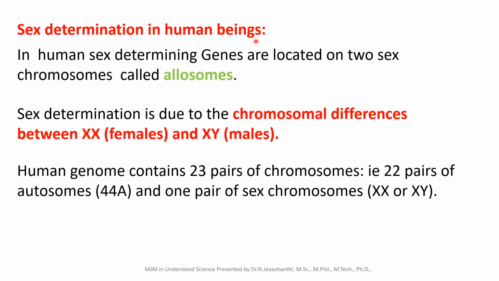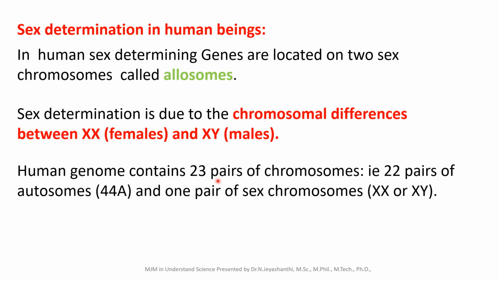Sex determination in human being. In human being, sex determining genes are located in the sex chromosome. They are known as allosomes. Sex chromosomes are known as allosomes. Sex determination or sex differentiation in human being is due to the chromosomal difference between the female and the male. In female, XX chromosome is present, but in male, XY chromosome is present. This only differentiates males and females.